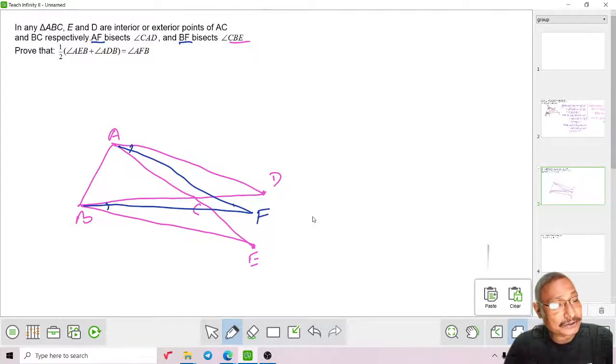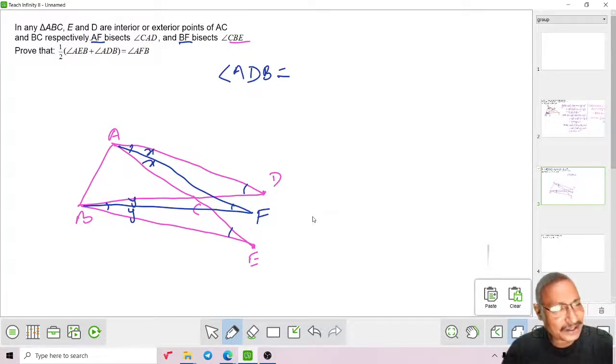Now again we are to show that this angle, that is AFB, is half of the sum of these two angles, that means the angles ADB and angle AEB. Again we will find separately the values of these angles and then we will add them. First of all, we want to know the angle ADB. The angle ADB can be known with the help of this triangle. Let this angle be X. You may take any.